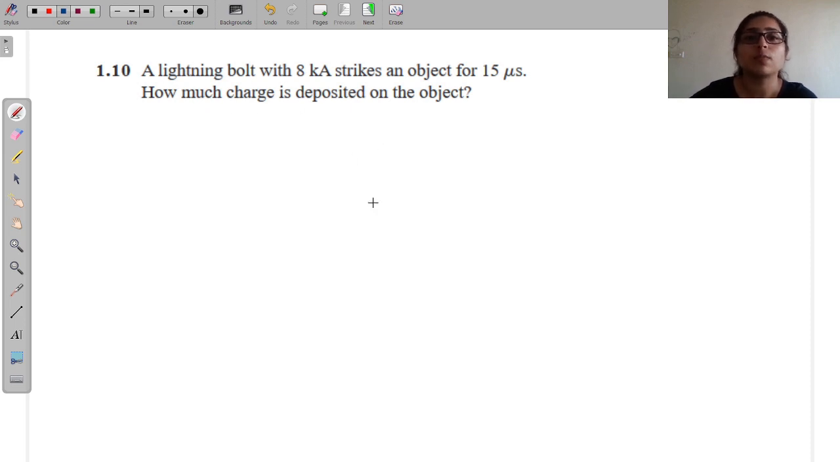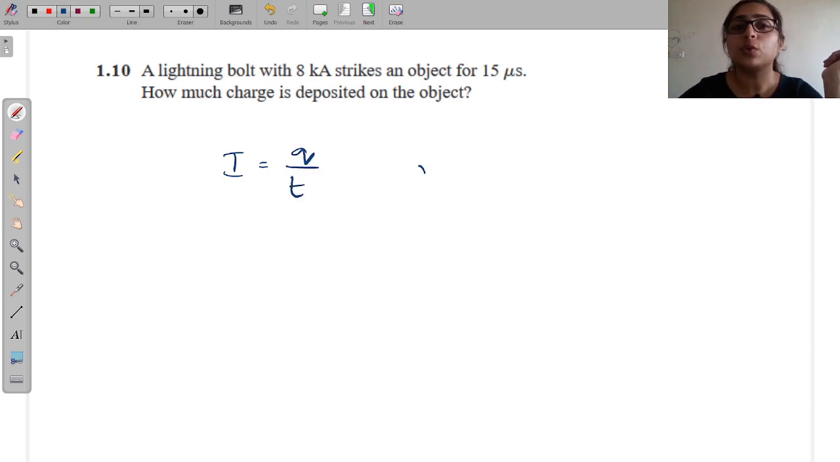So now there is an object and on that object a lightning bolt with 8 kiloampere is continuously striking for 15 microseconds. So on that object, what is the charge which is deposited? We must know the relationship between the charge, current and the time. We know that I is equal to Q by T, right? So Q is equal to I into T.